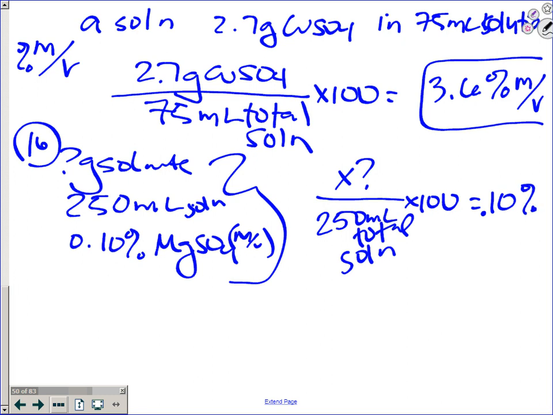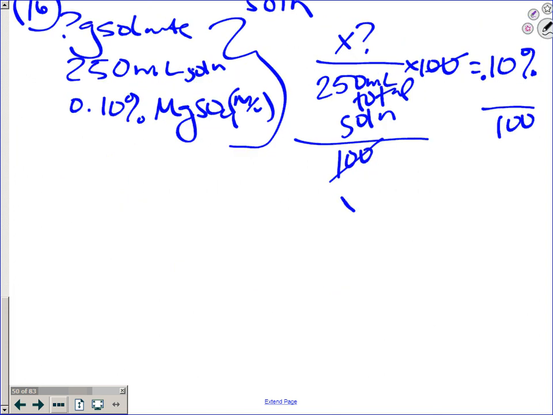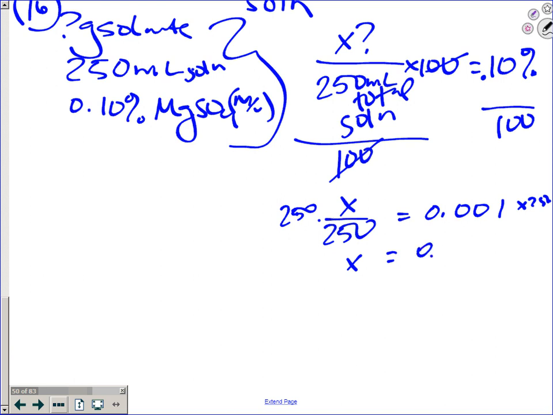So how do I back up to solve for x? Everybody tell me what I have to do mathematically here. Divide by 100 first. So if I divide by 100 here and divide by 100 here, this one cancels. What's 0.1 divided by 100? 0.001. Okay. So the x over 250 remains. So now how do I solve for x? Multiply by 250. So then x is equal to 0.25 grams of magnesium sulfate.